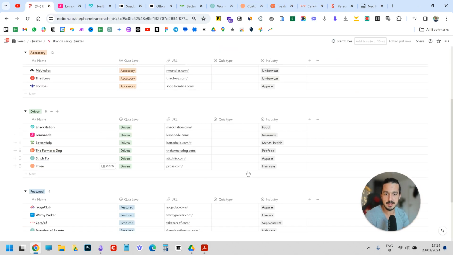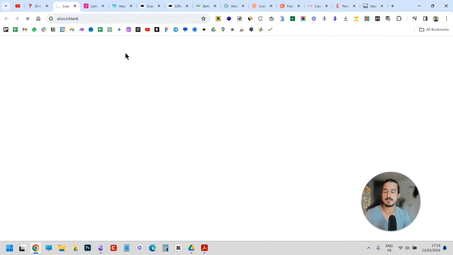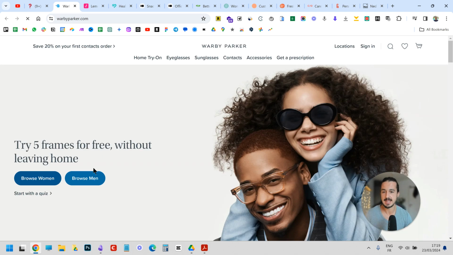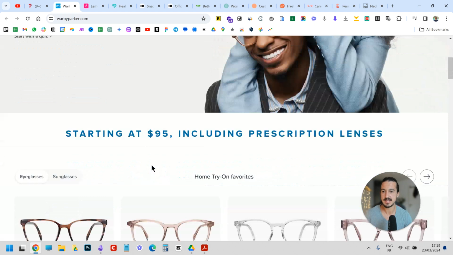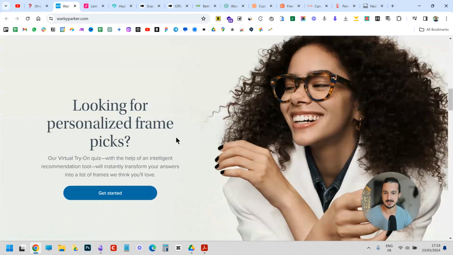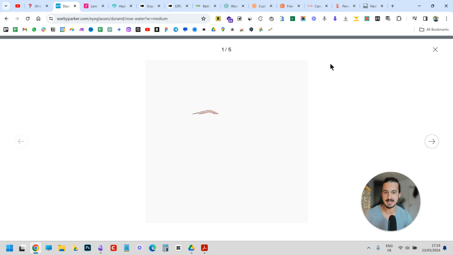Which one did we have left? So Warby Parker. Well, I'm not from the US, but I know it is a big brand, and it's quite interesting. I put it here, but it shouldn't be, because you can access the product and buy it directly.